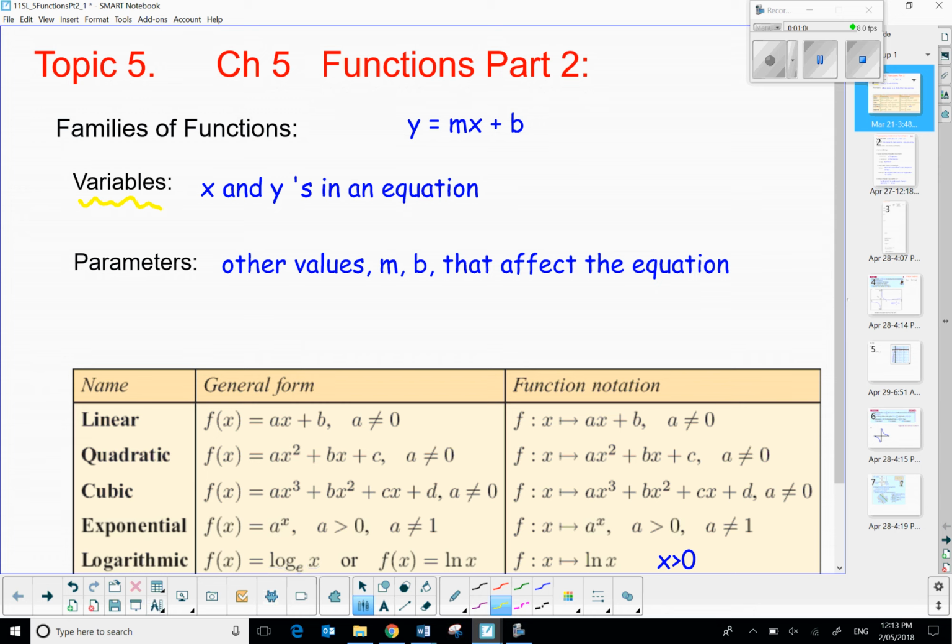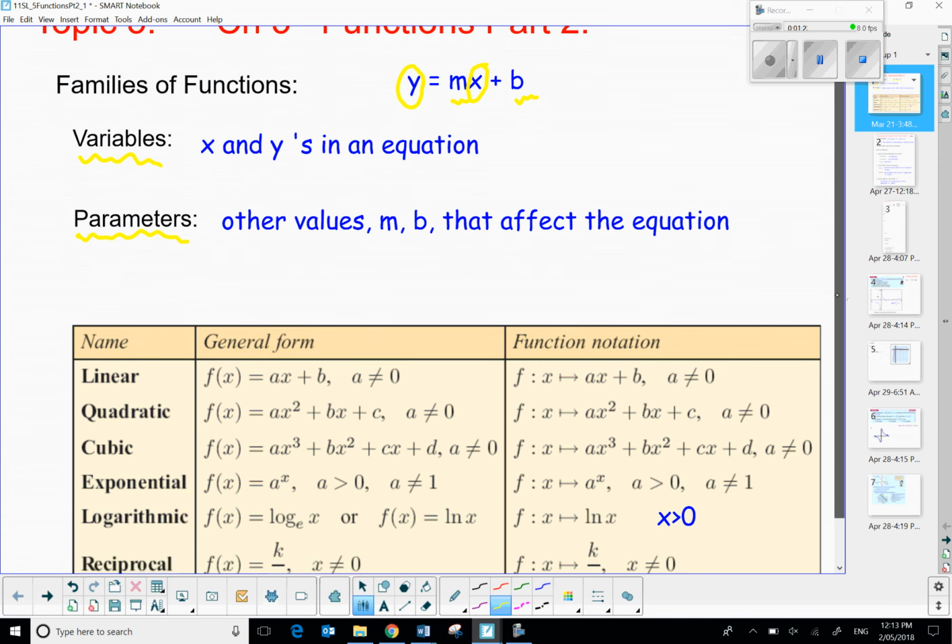Sometimes we'll have other letters appearing in our equation and we use the term parameters. So when we talk about y equals mx plus b, our y and x are our variables, but our m and b determine things about the function, but they're not our key variables. So they affect our equation without being the variables.